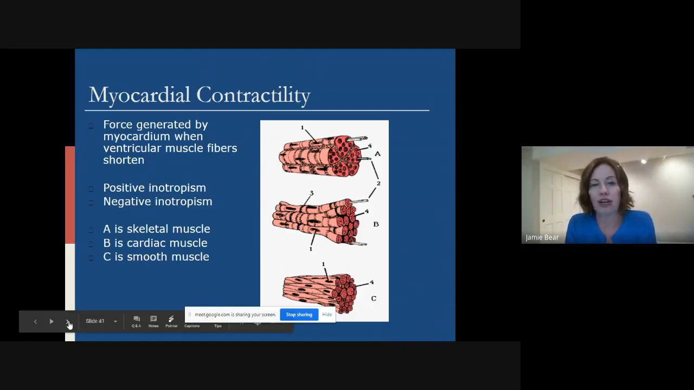The cardiac muscle fibers are very different than the smooth and skeletal. They have these intercalated discs that have their own automaticity. They have their own action potential generator. They can cause their own action potentials. So they're really a cool specialized muscle. When we have a greater, stronger force, we call that positive inotropism. When we have a less strong force, we call that negative inotropism.